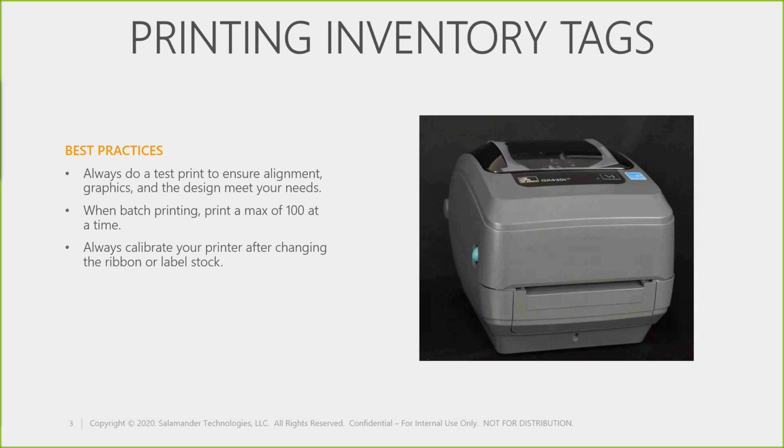And then last but not least, always calibrate your printer after changing the ribbon or label stock each time. The calibration is very easy. All you need to do is turn on the printer and press and hold the feed button. There's a feed button at the top of the printer, and you want to hold it down until it flashes 2 times and then release it. This is going to run an automatic set of calibrations, and you'll want to wait until the printer finishes the calibration before you start printing.